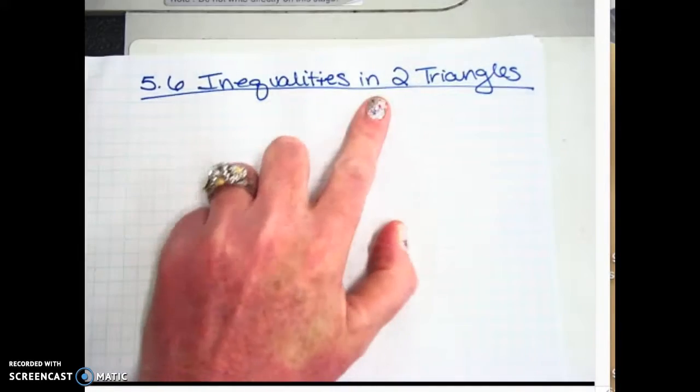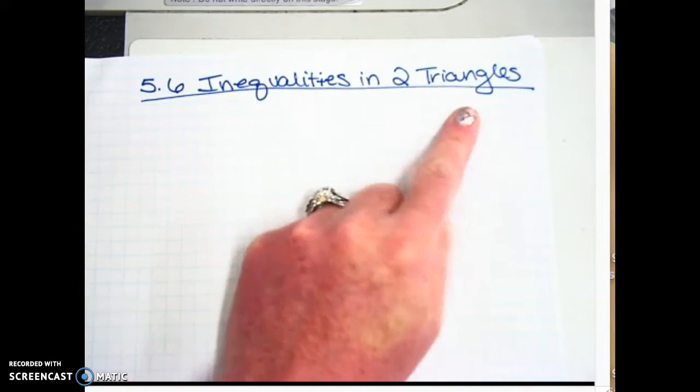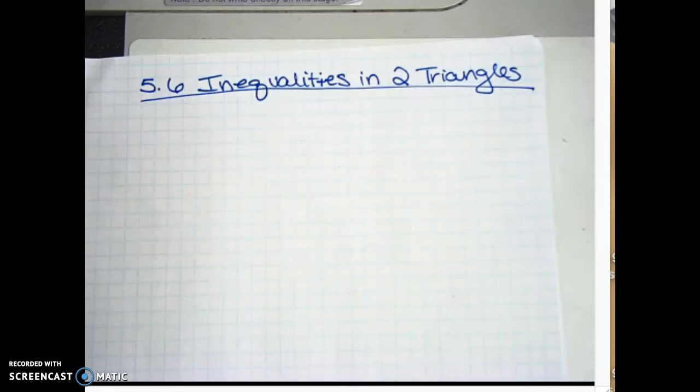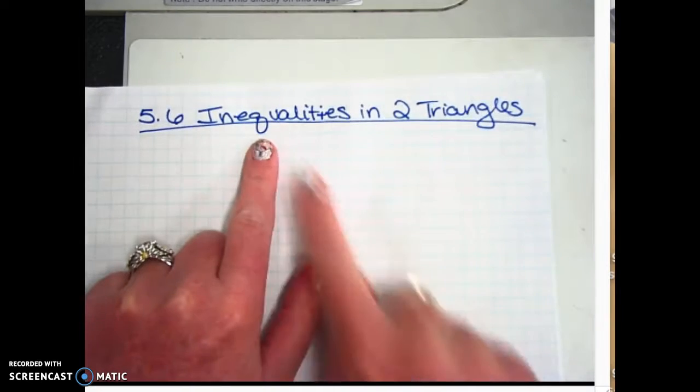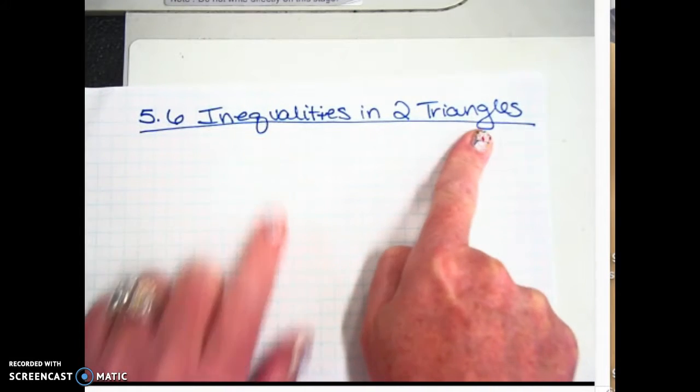Today's lesson is called Inequalities in Two Triangles. Okay, so section 5.5 that we did on Monday was inequalities in one triangle. Remember, we looked at one triangle, and opposite the larger angle was the longest side, and opposite the smallest angle was the shortest side. Okay, so today we're going to be comparing two triangles.